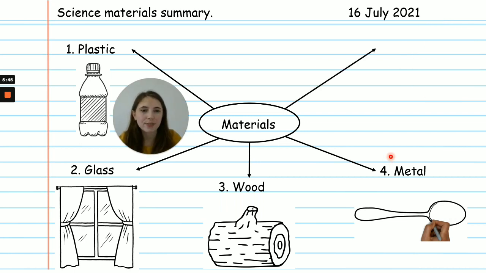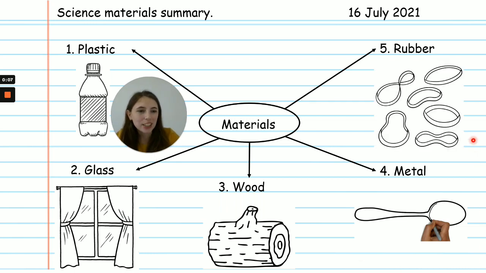Now number 5. Number 5 is rubber. So write down 5 rubber. Now let's draw a picture of something that is made of rubber. So you can draw like this one, rubber bands, or you can draw an eraser like this. So anything that is made of rubber. Quickly draw a picture.